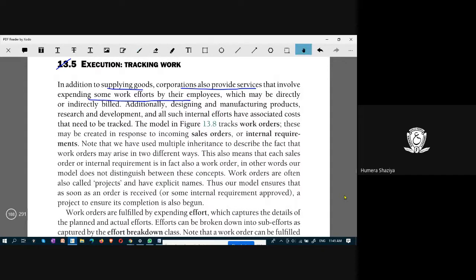For instance, you go for IT filing. Suppose you would like to file income tax, you would go to a CA. That CA is providing some kind of service to you. You provide the details to him, and then he files your tax. For that also, billing has to be done.